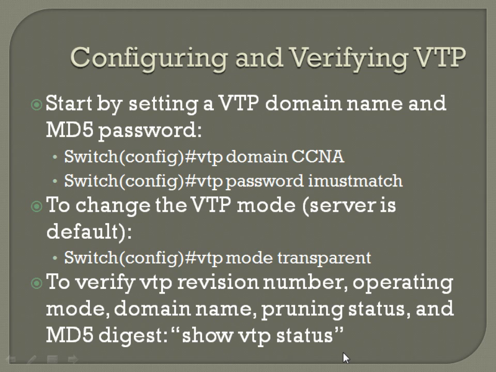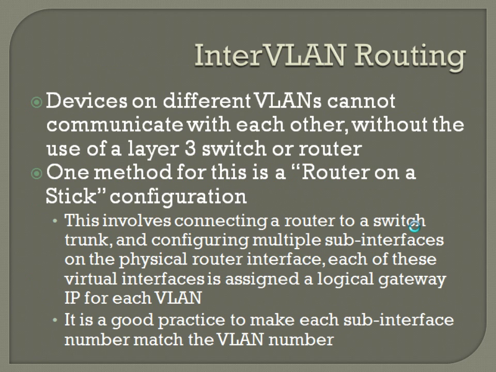Okay, so now we move on to inter-VLAN routing. We talked about this before, that the individual VLANs cannot communicate with each other without the use of either a layer 3 switch or a router. One method for getting VLANs to communicate with each other is known as a router on a stick configuration.